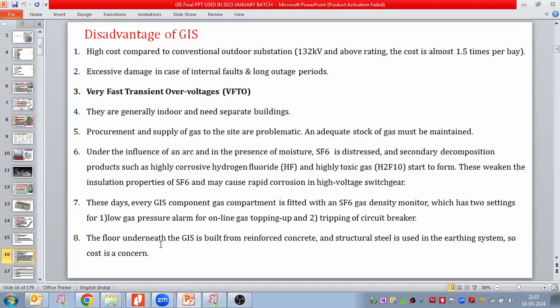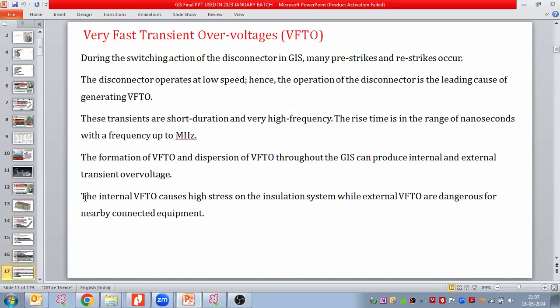The floor underneath the GIS is built from reinforced concrete. Structural steel is used in the earthing system. So cost is also a concern in the case of GIS type substations. Now let us see a bit more about the VFTO disadvantage of the GIS and how it occurs.